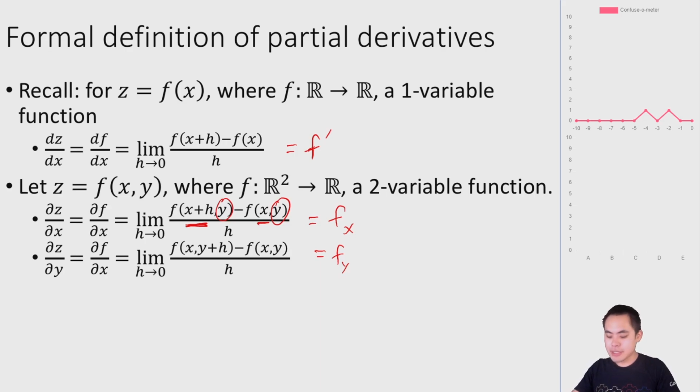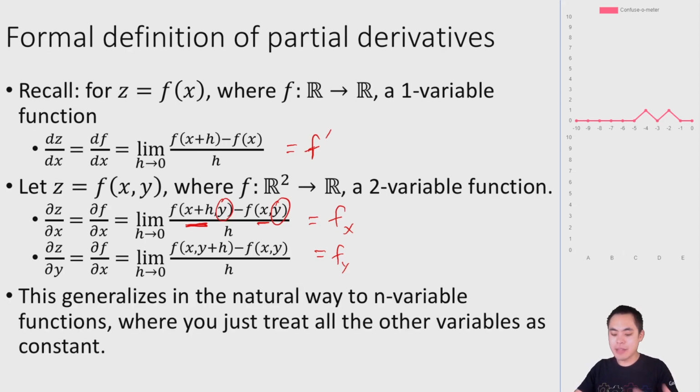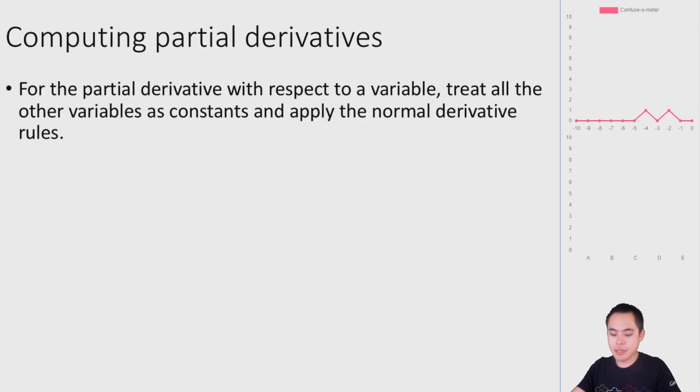Now this generalizes in the natural way to n-variable functions, where you just treat all the other variables as constant. Computing it is relatively simple if you know how to take derivatives, because you just treat all the other variables as constants and apply the normal derivative rules.